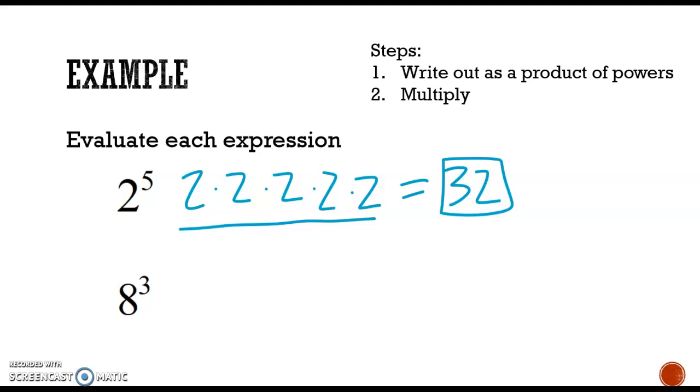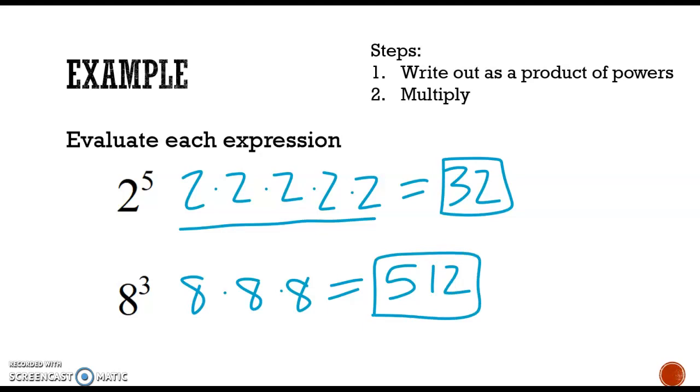8 cubed, remember that means to write out 8 3 times. And now we're going to multiply it. 8 times 8 is 64, times another 8 is 512. So again, when it says evaluate, I am just looking for the final answer, the 512. Writing out 8 times 8 times 8, that is showing your work. It is not part of the answer.